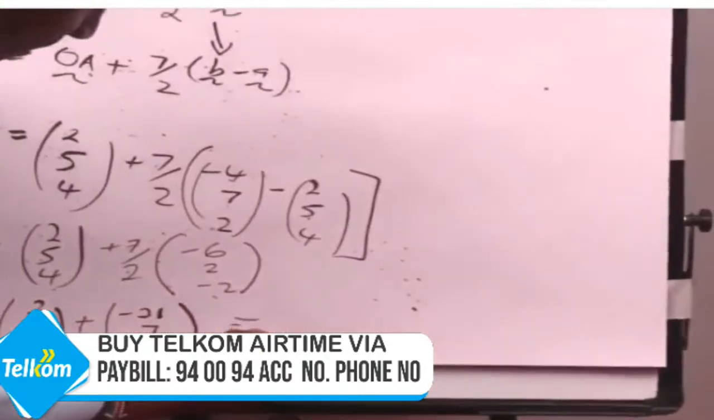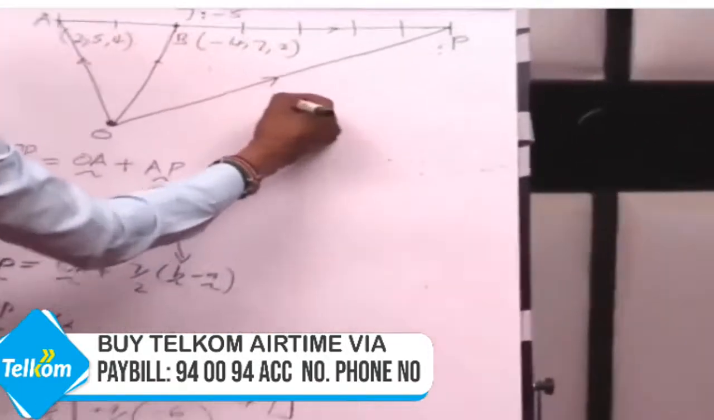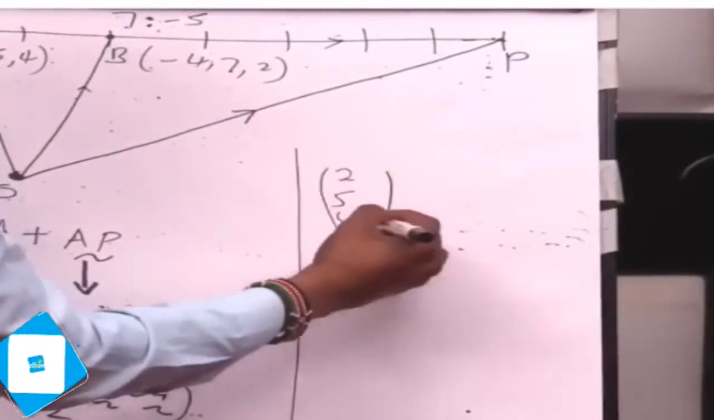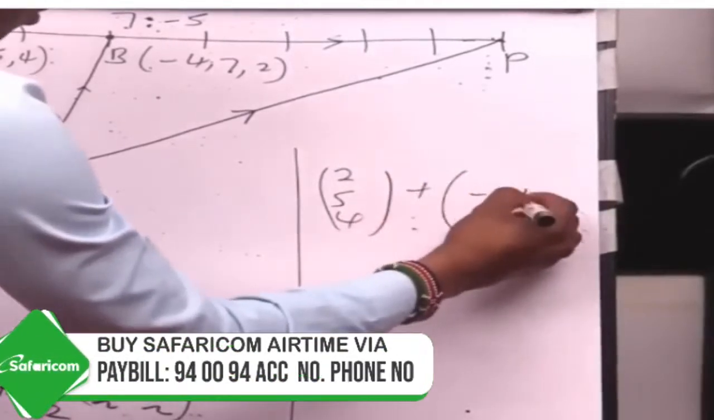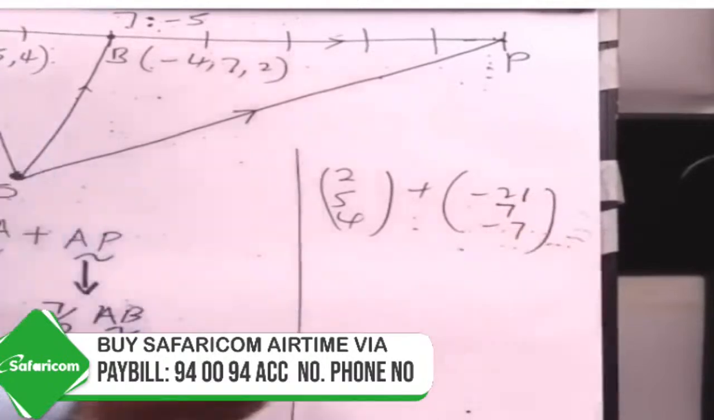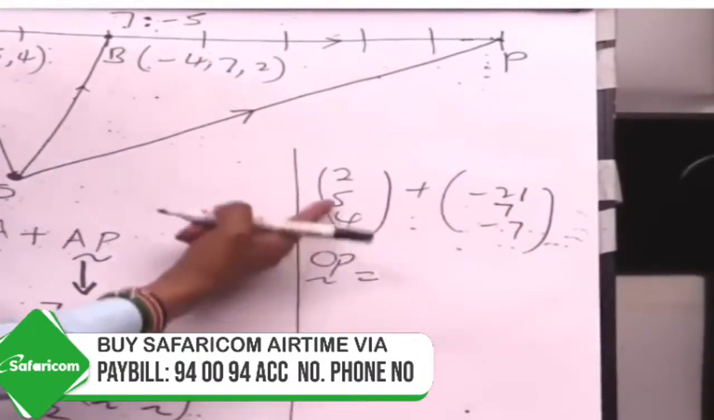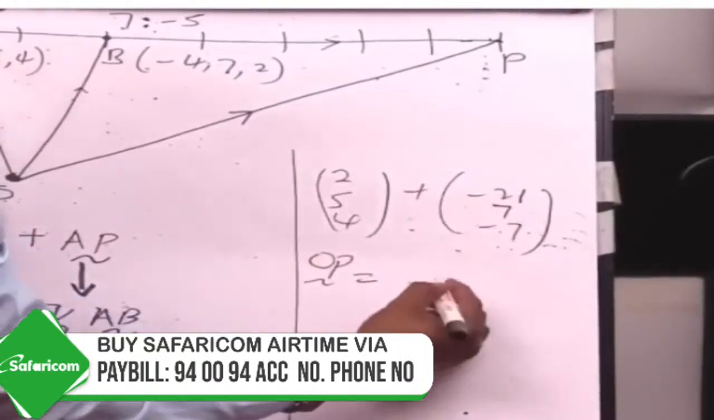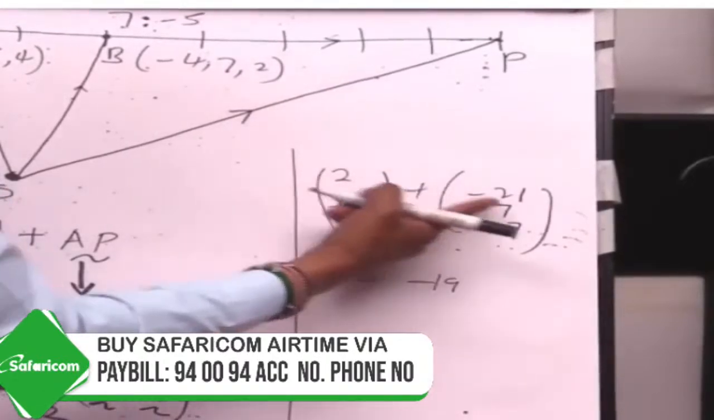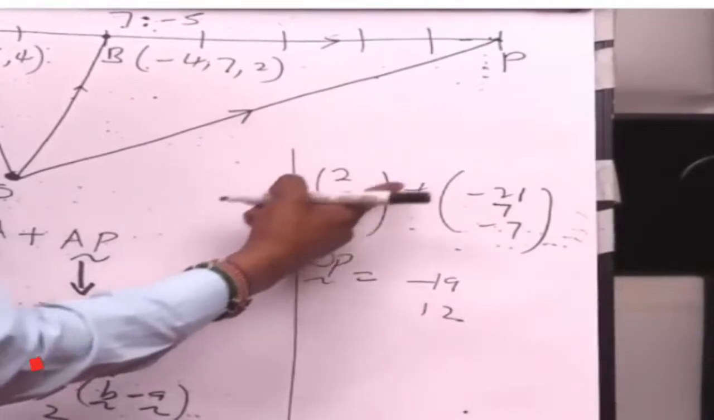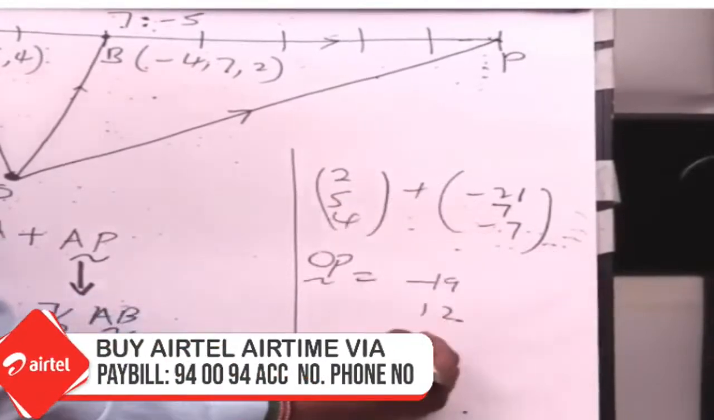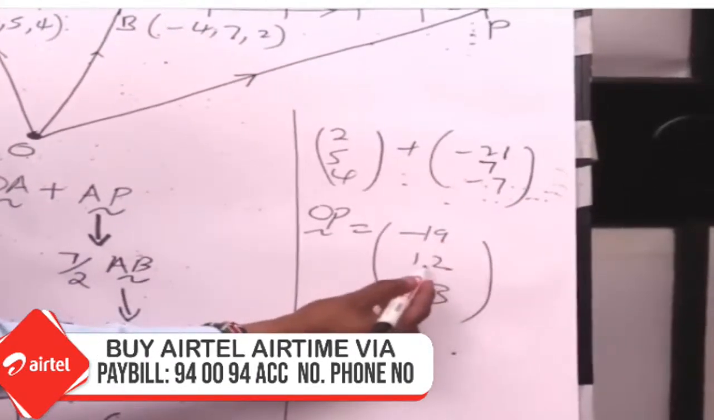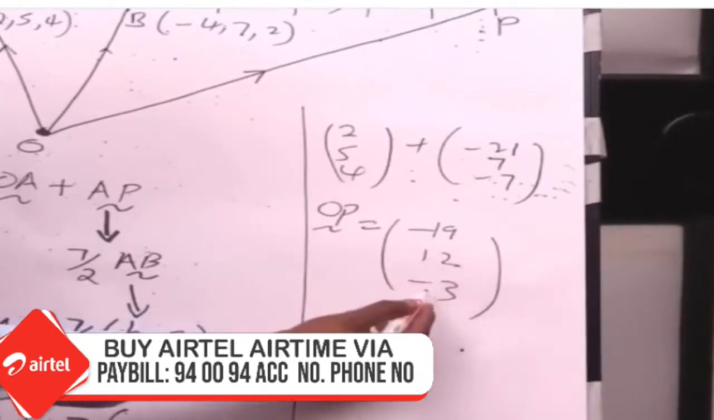Then let us open up this. We have 254 plus minus 21, 7 minus 7. So OP equals 2 minus plus minus 21, which is the same as 2 minus 21, which is minus 19. 5 plus 7 is 12. 4 plus minus 7 is 4 minus 7, which is minus 3. So I think we are coming to the same answer. So OP is equal to minus 19, 12, minus 3.